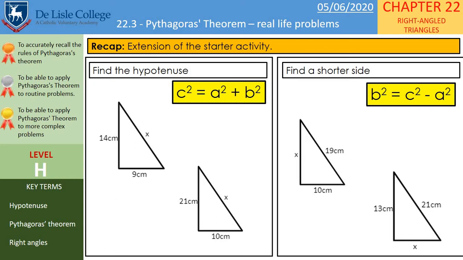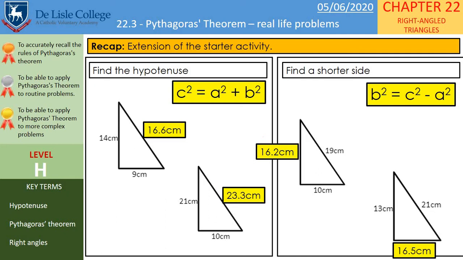Okay, good, so brilliant. So for the first one, you should have 16.6 centimetres. For the second one, 23.3 centimetres. For the next one here, find the shorter side. So remember it's the subtraction, so the square root of 19 squared, subtract 10 squared, gives us 16.2 centimetres, and then we have 16.5 centimetres.